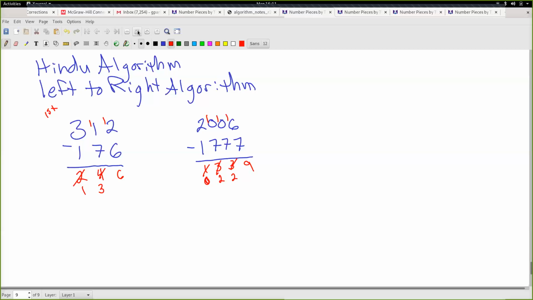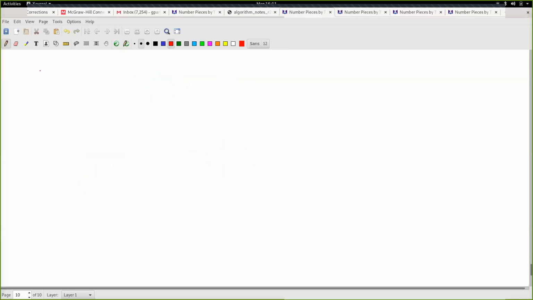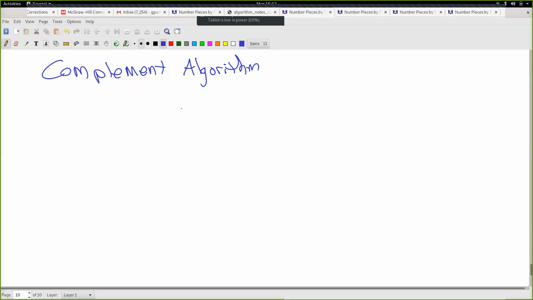New page right there. This one is called the complement algorithm. And it's the use of an easy subtraction and an addition to get other subtraction problems done. So complement. So a complement is a number that works together with another number.